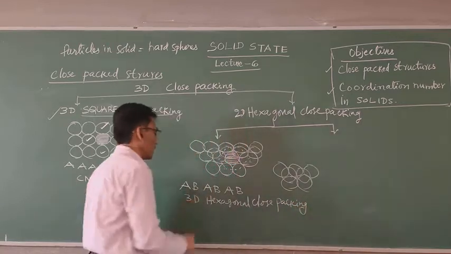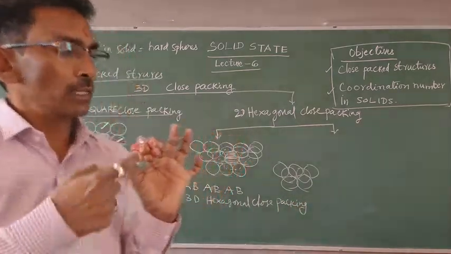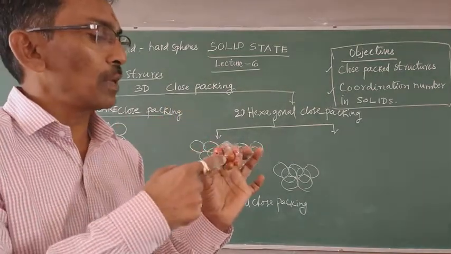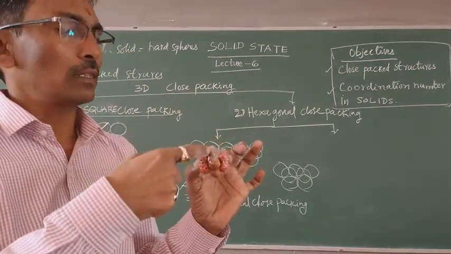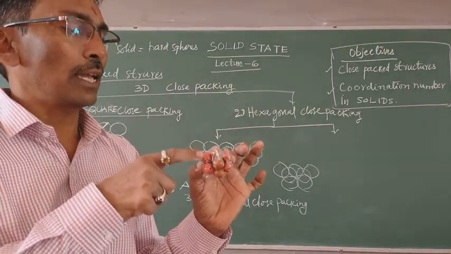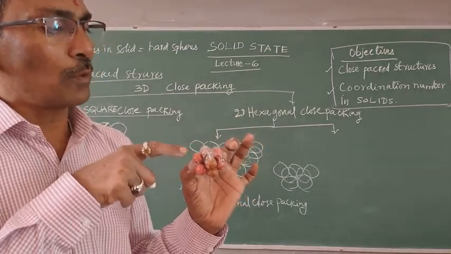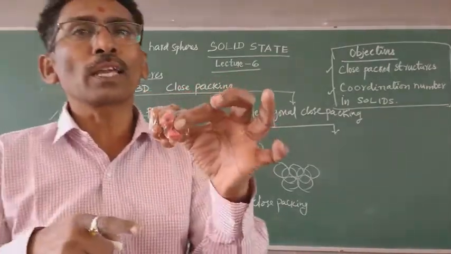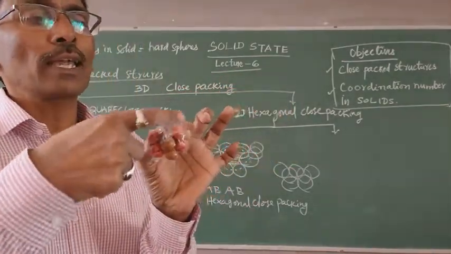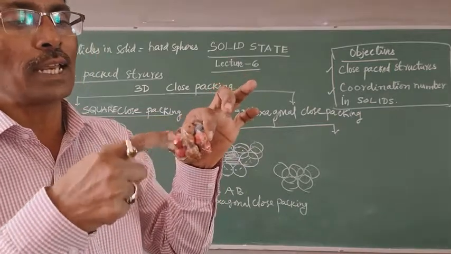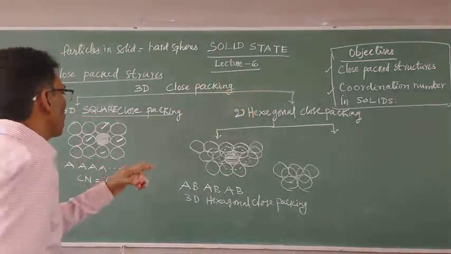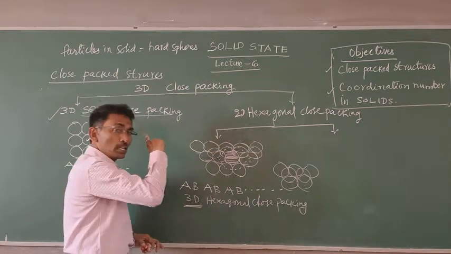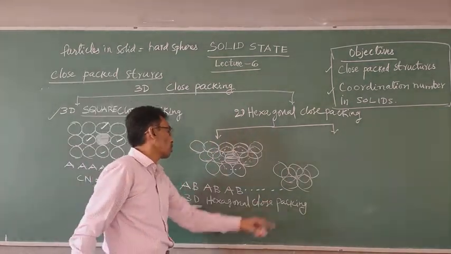What is the meaning of AB? Observe here. This is A, the position of the particles in a layer. This is B. Both are not matched, different. But C, the position of the particles in the third layer and the first layer, see properly, third layer and first layer are exactly the same. See here. Then that is AB type 3-dimensional; previously it was 2-dimensional hexagonal close packing.